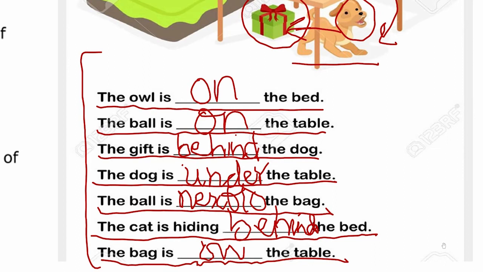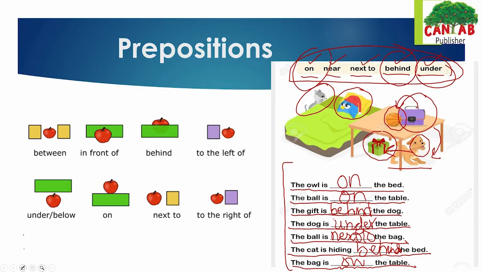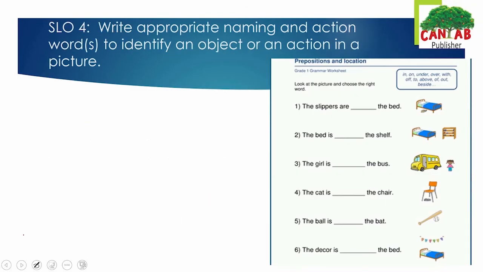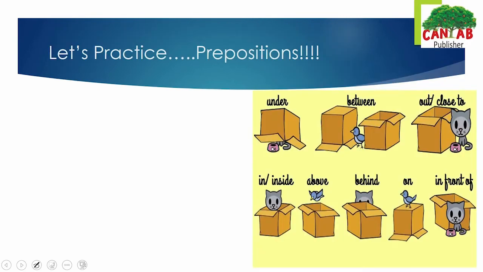The owl is on the bed. The ball is on the table. The gift is behind the dog. The dog is under the table. The ball is next to the bag. The cat is hiding behind the bed. The bag is on the table. Moving on to the next slide. A little more practice.